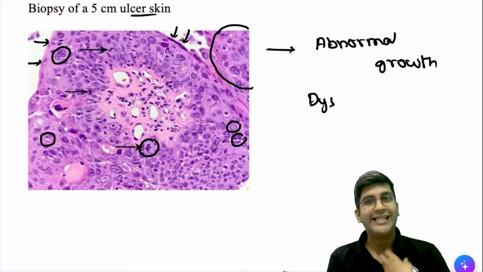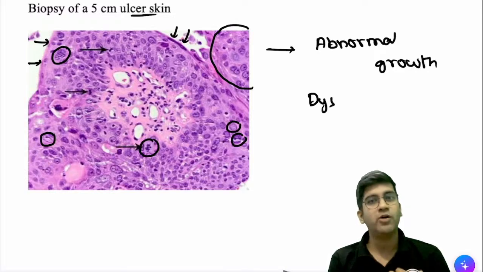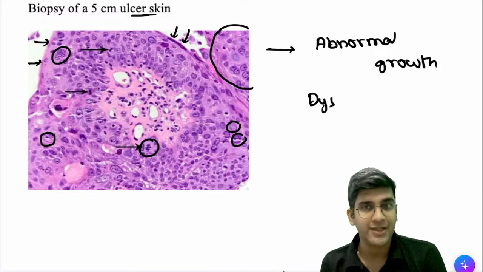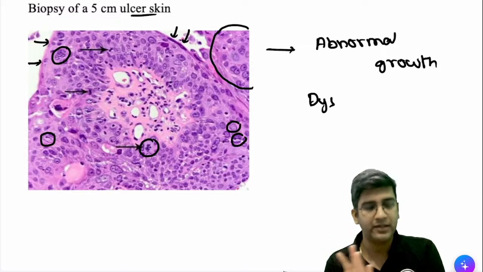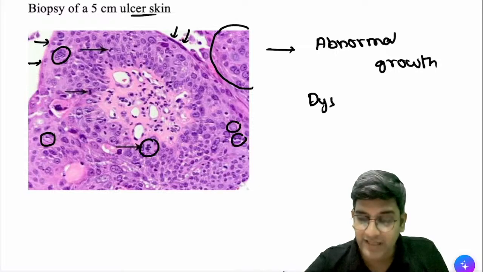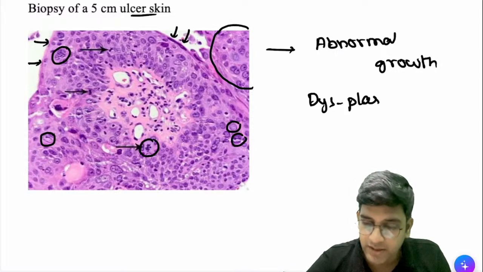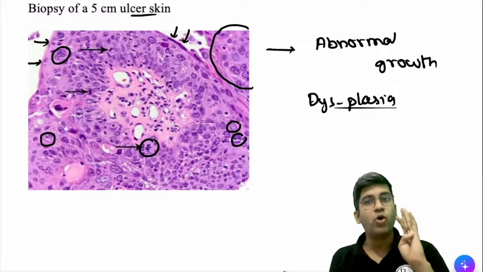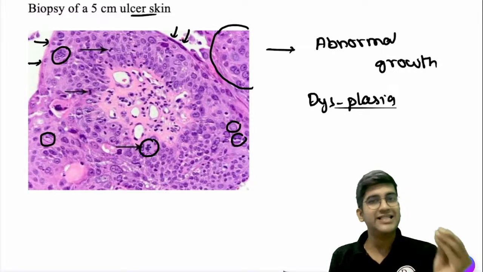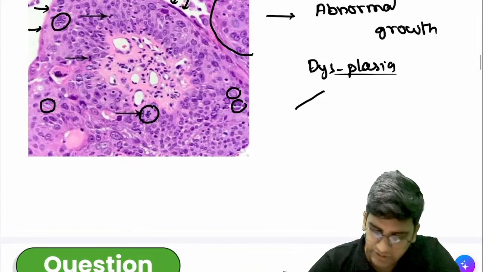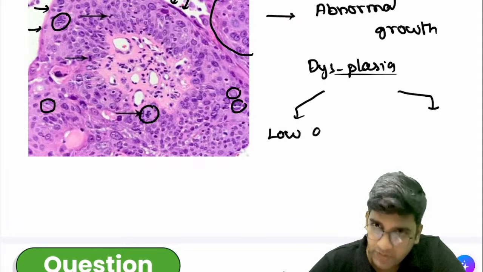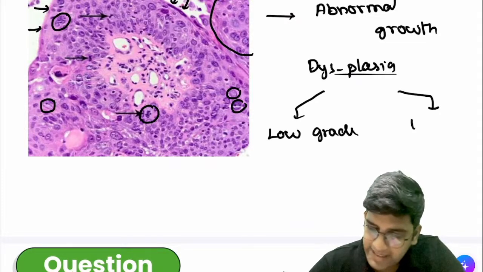This means abnormal. Dysphagia, abnormal eating. Dyspnea, abnormal breathing. Dysmenorrhea, abnormal menstruation. Dyspareunia, abnormal sexual intercourse. Can be difficulty, can be pain. This is abnormal. So abnormal growth is dysplasia. This is dysplastic. When I have all the four features, I can call something as dysplastic, right? I have two things here. Dysplastic can be a low-grade dysplasia or a high-grade dysplasia.